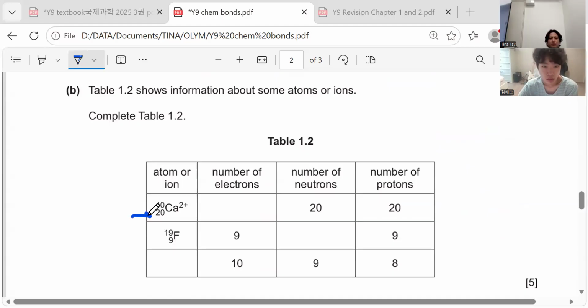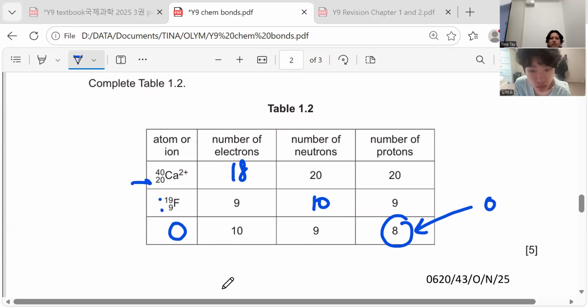Electrons, so if this one is 20 protons, positive 2 means it's less by 2. This one, neutron is 19 minus 9 is 10. And this one you look at the electron arrangement, proton number, this is oxygen. So you put O.